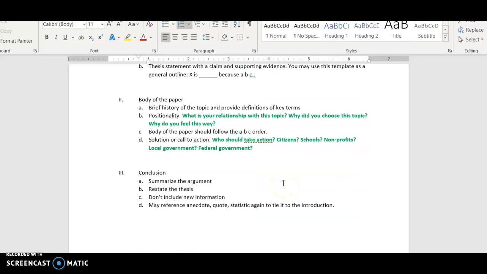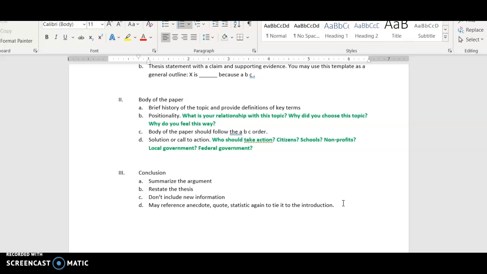And then the very bottom of your paper will be the conclusion. You'll summarize the argument. So wrap things up. You're going from very broad again. You want to restate your thesis. It seems redundant, but this is one of the things of academic writing. Don't include new information. Your conclusion is not the place for that. Your information and your arguments should be in your thesis first, and then the body of your paper, and don't include them in the conclusion.